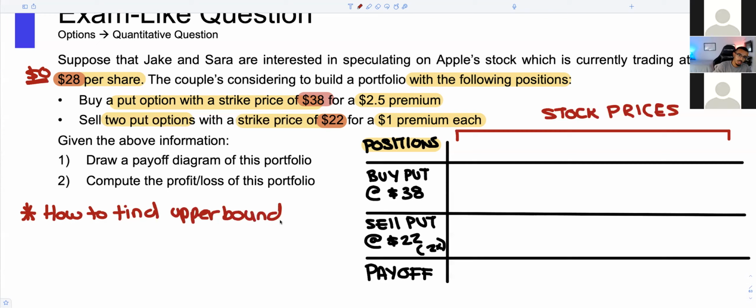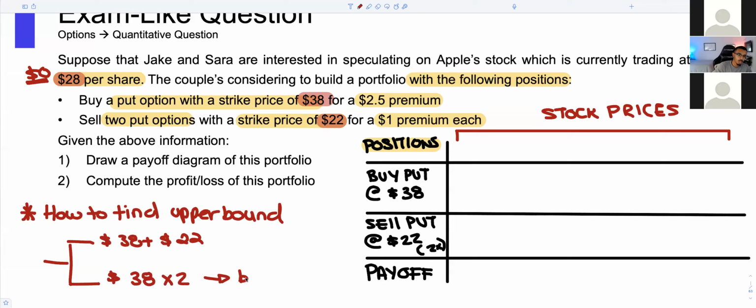There are 2 methods. The first method is simple. You're just going to add the prices given to you. 38 plus 22. Or you could simply just do 38 times 2. In other words, here we took our biggest amount and we multiplied by 2. Here we took our 2 positions, so I guess the sum of positions.